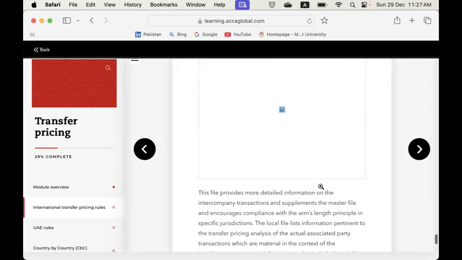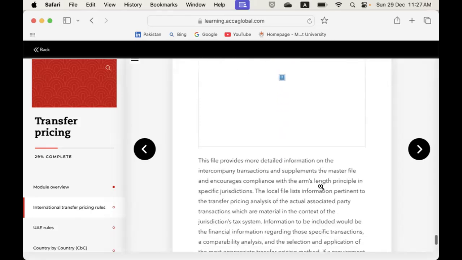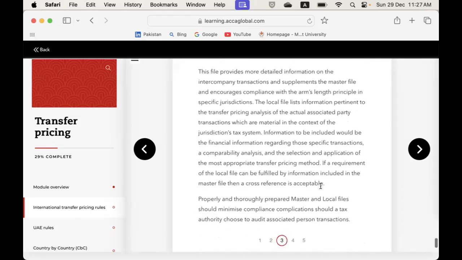Local file. So that's a granular level file. This file provides more detailed information on the intercompany transactions and supplements the master file and encourages compliance with the arm's length principle in specific jurisdictions. The local file lists information pertinent to the transfer pricing analysis of the actual associated party transactions, which are material in the context of the jurisdiction's tax system.